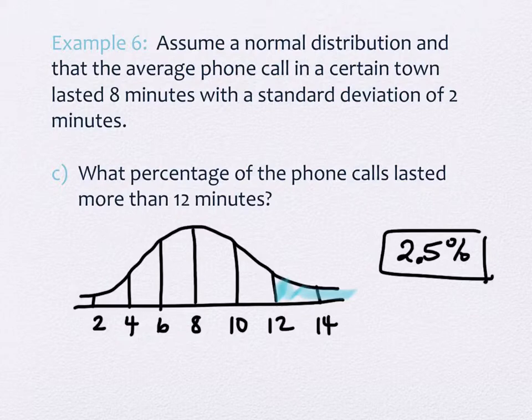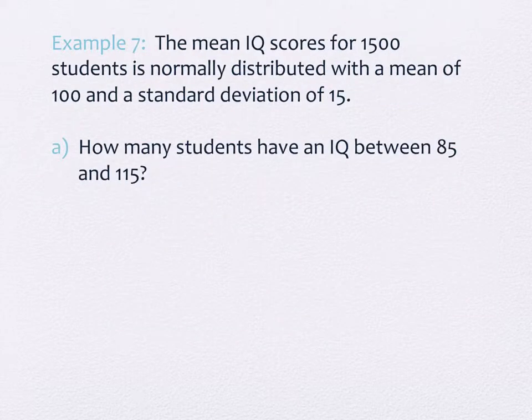Okay, you ready to try another one? We're going to shift the context a little bit. The mean IQ scores for 1,500 students is normally distributed. There's that phrase. We got to have that in there to start drawing bell curves, right? Normally distributed with a mean of 100 and a standard deviation of 15. And then it wants to know how many students have an IQ between 85 and 115.